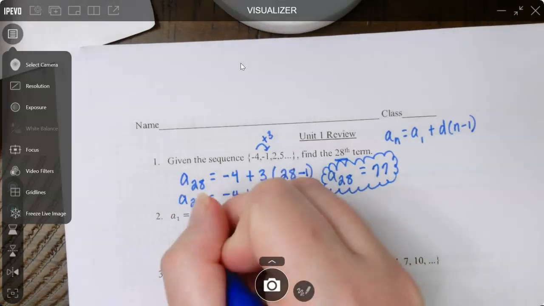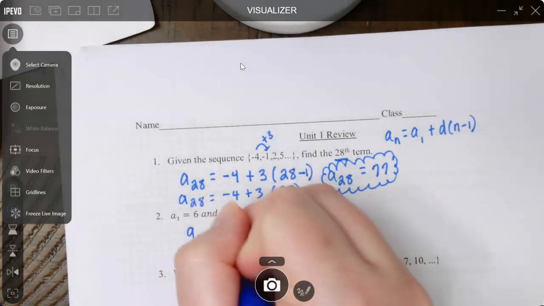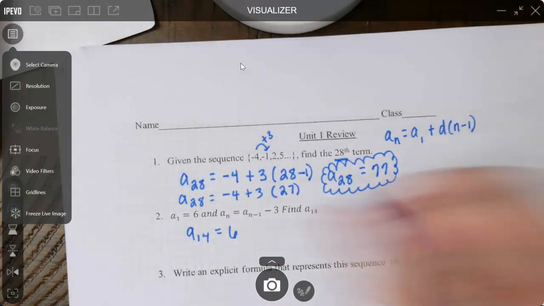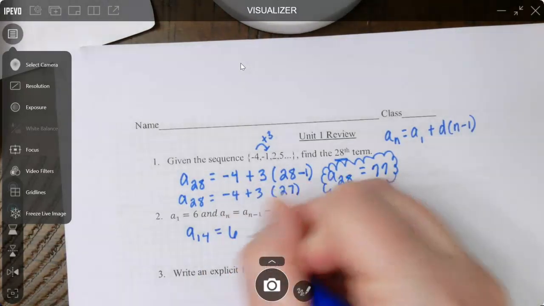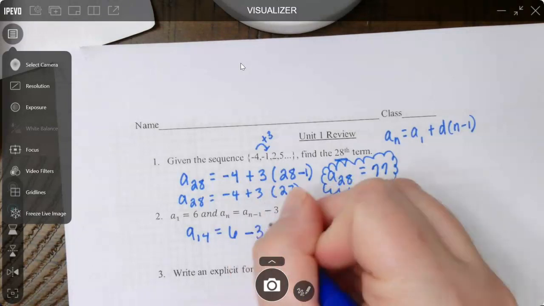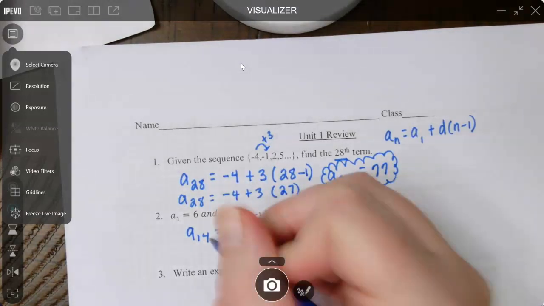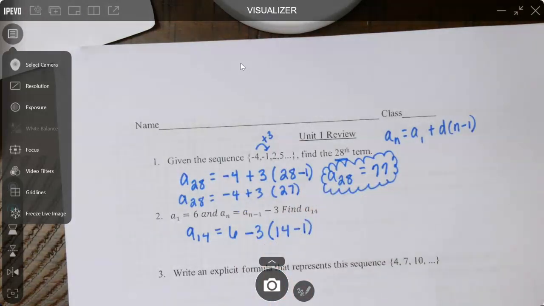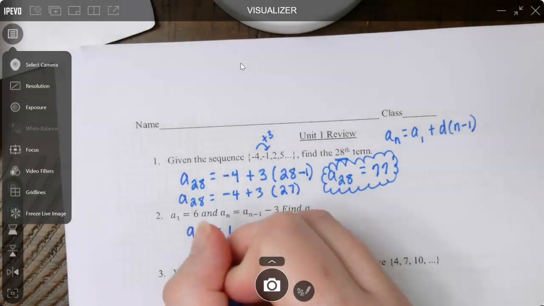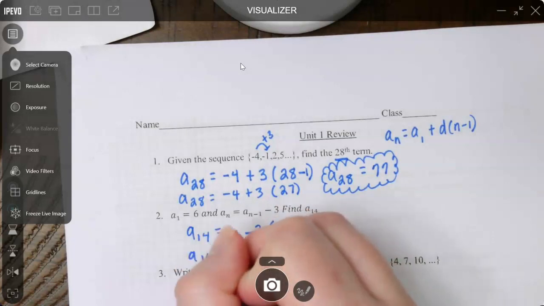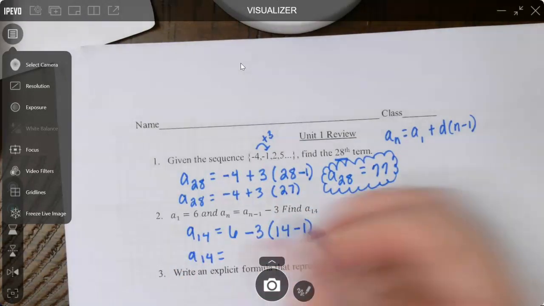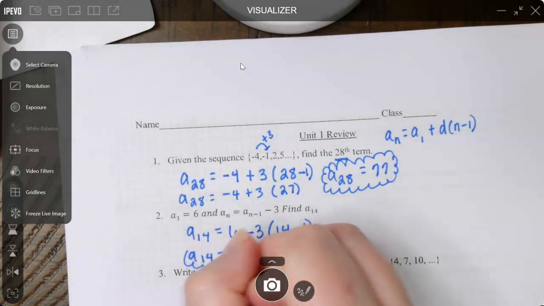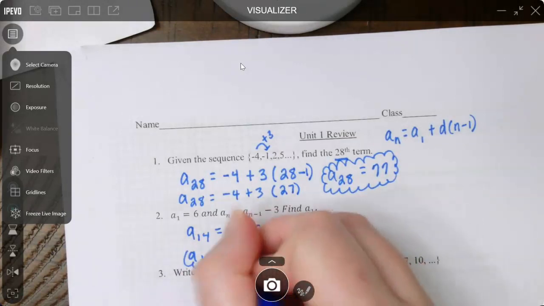So a sub 14 equals your first term, which was 6, plus your common difference. In this case, it's -3 times n minus 1. N is 14 minus 1. Okay, when you plug all of that in, just to save us some time, a sub 14, you end up getting -33.